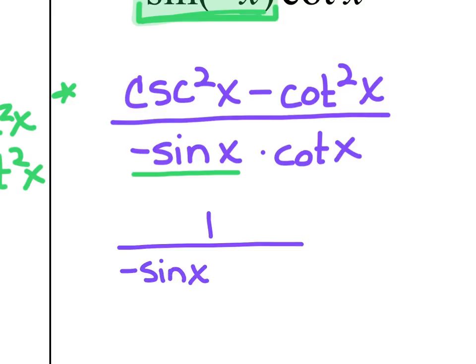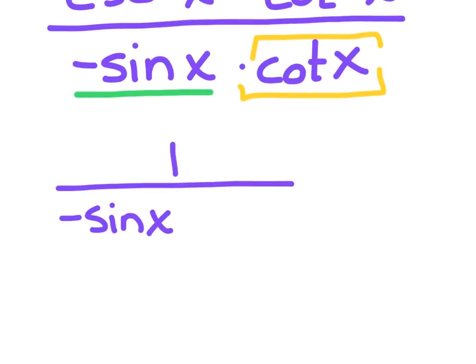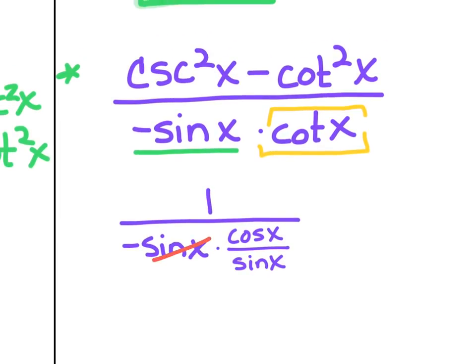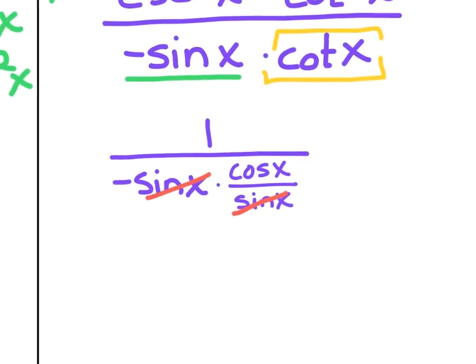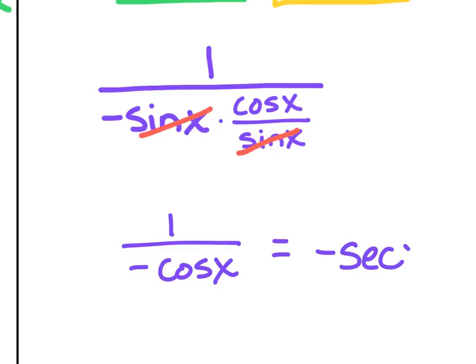And I'm also going to replace here this cotangent in the denominator with cosine over sine with the quotient identity, because I notice that the signs will then cancel. So now that I've done that, sine of x here and sine of x here cancel, and that entire fraction then becomes 1 over negative cosine of x, and all of that equals negative secant of x.